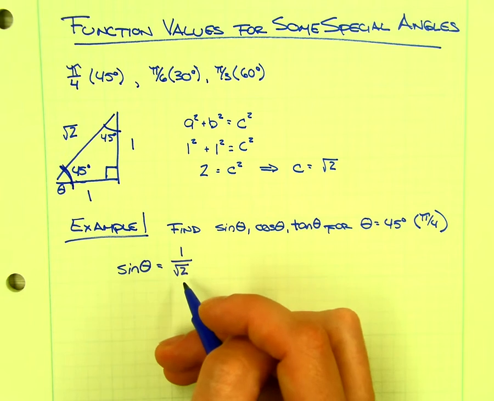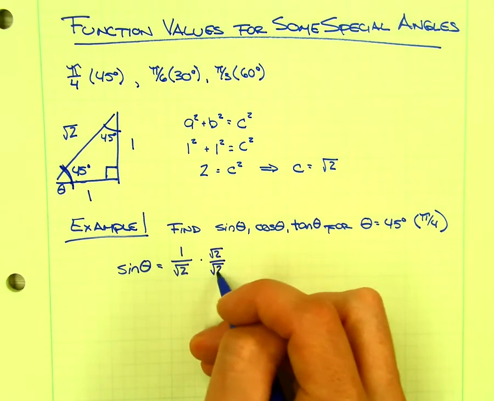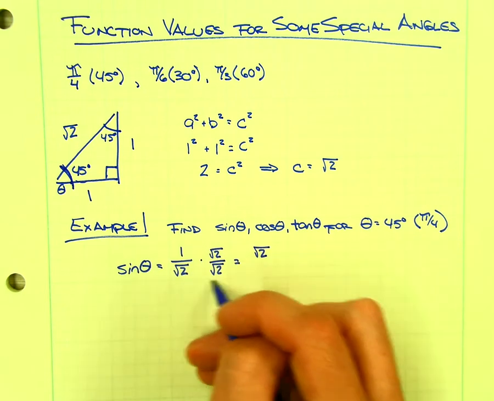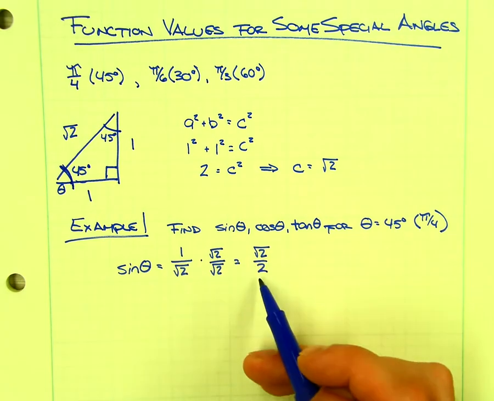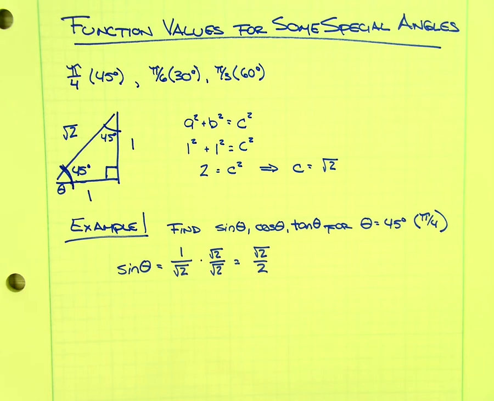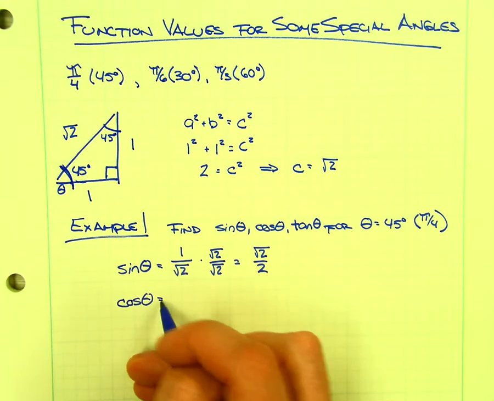Now, of course, I can't have a radical on the bottom, so in order to get rid of that, I multiply the top and the bottom by root 2 over 2. The top, 1 times root 2, is just going to be root 2. And the bottom, root 2 times root 2, is just going to be equal to 2. So here I've got root 2 over 2. So this should be looking pretty familiar from the unit circle stuff that we did. Next is the cosine of theta.